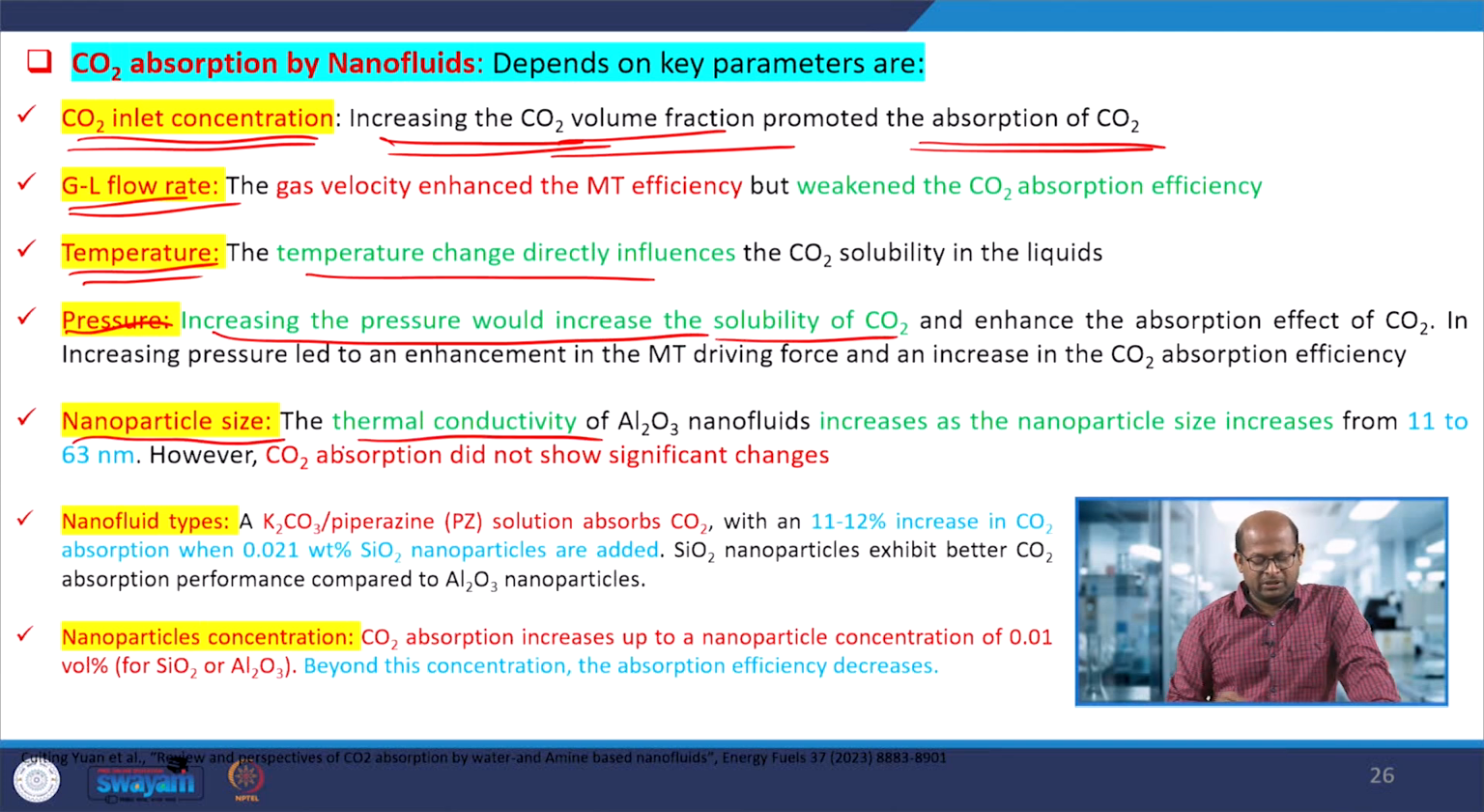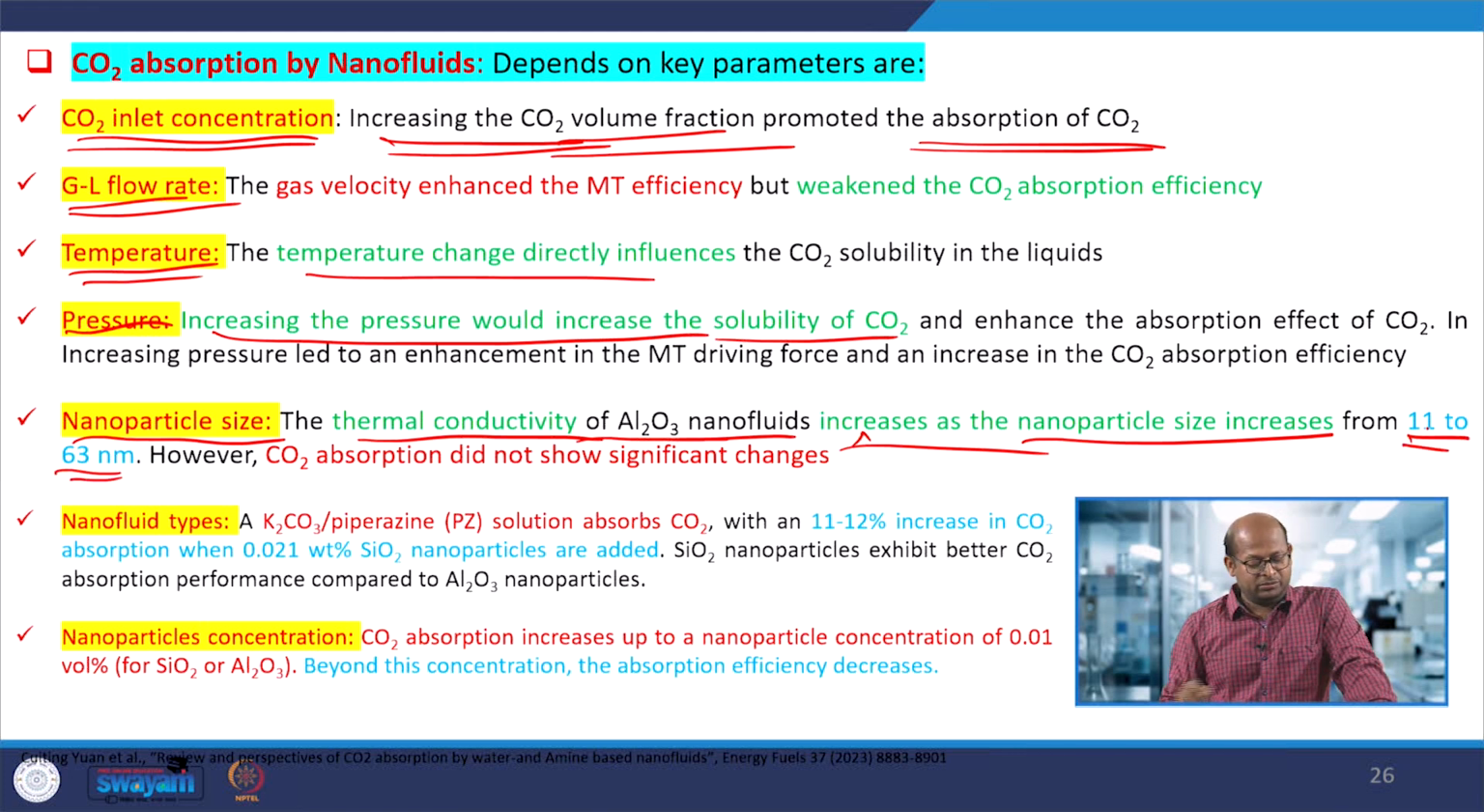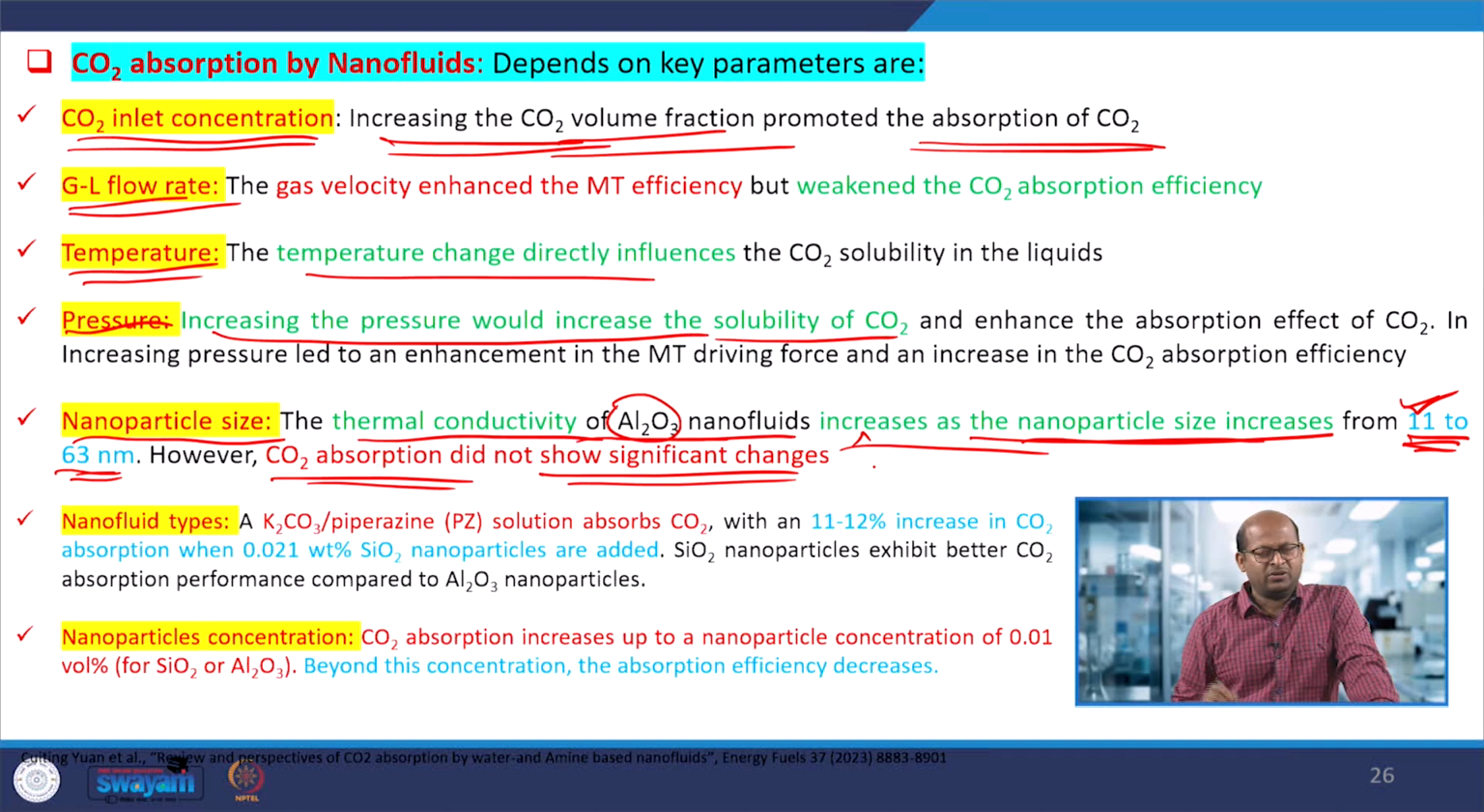Even nanoparticle size matters. For example, the thermal conductivity of nanofluids increases as the nanoparticle size increases from 11 to 63 nanometers. Let us say alumina having 11 nanometer or 63 nanometer particle size: as the size increases, the thermal conductivity of the fluid will increase. However, using different diameters or sizes of nanoparticle changes the fluid property, thermal conductivity, but the CO2 adsorption may or may not be affected. It does not increase significantly in the case of alumina based nanofluids, as was observed. So, there is no significant change in the mass transfer operation.